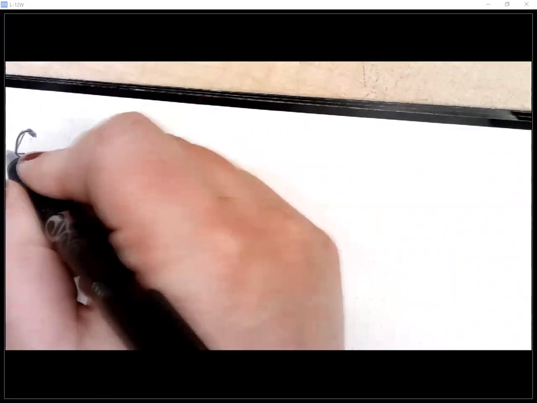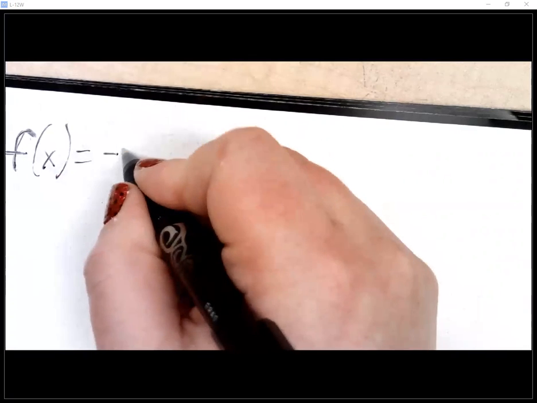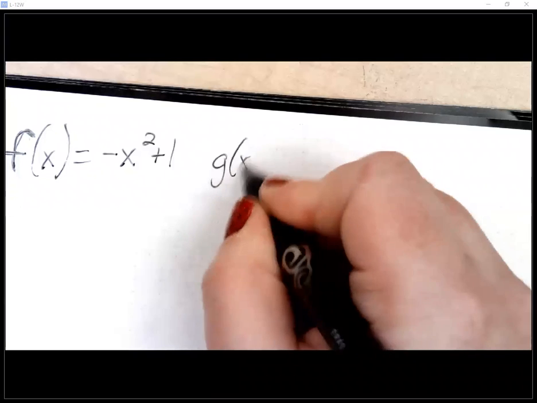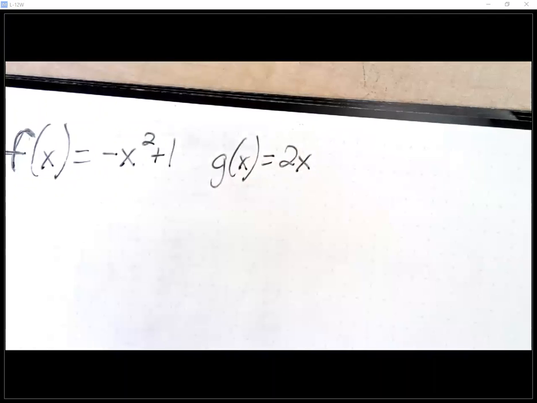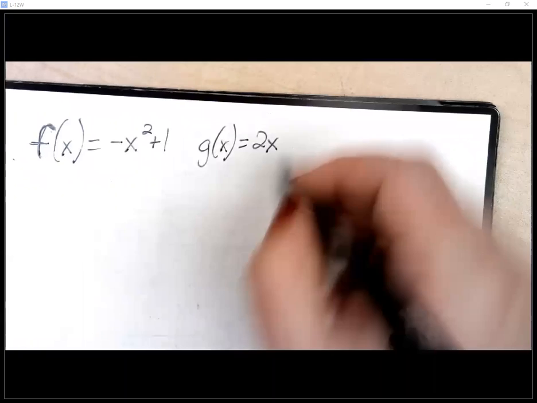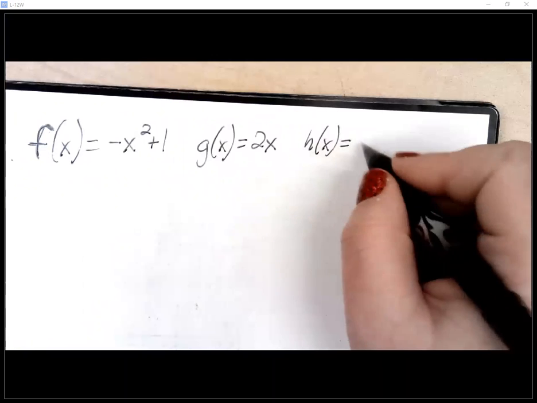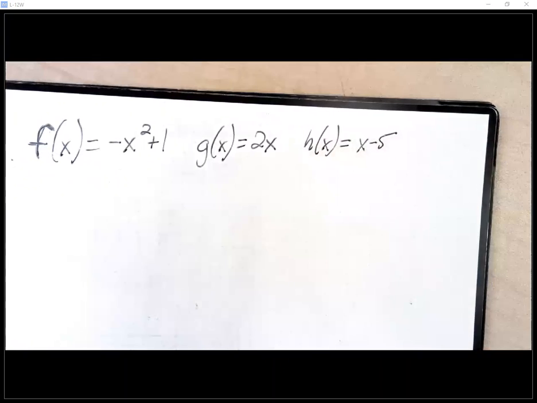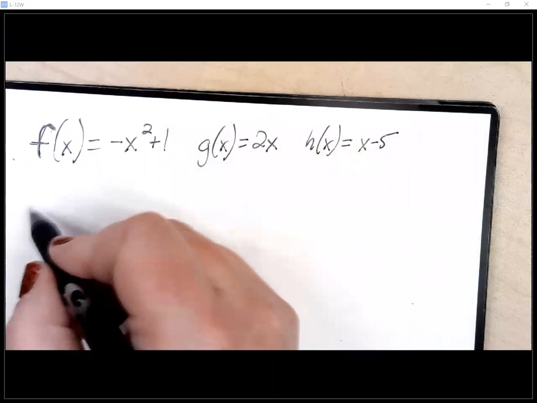How about f of x is negative x squared plus 1. Let's have g of x be 2x. And I'll even give you an h of x. Let's have that be, how about x minus 1? Okay, so just to make sure that we know what we're talking about here, just try the following.